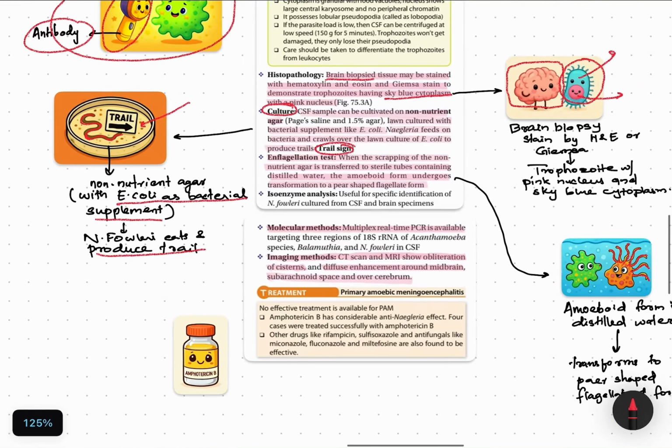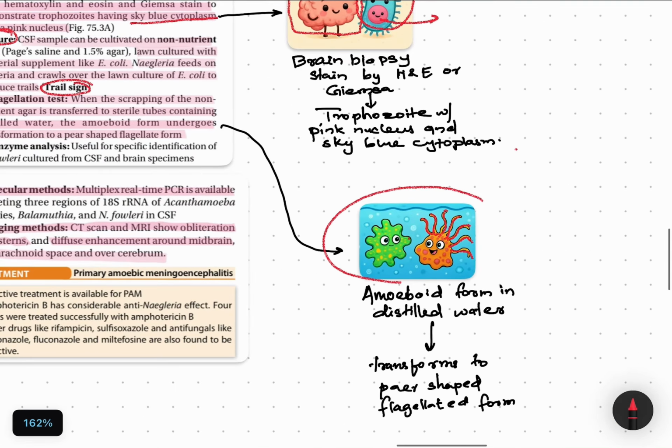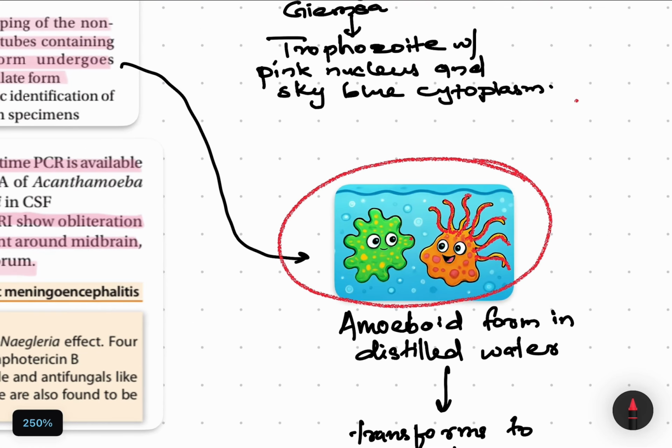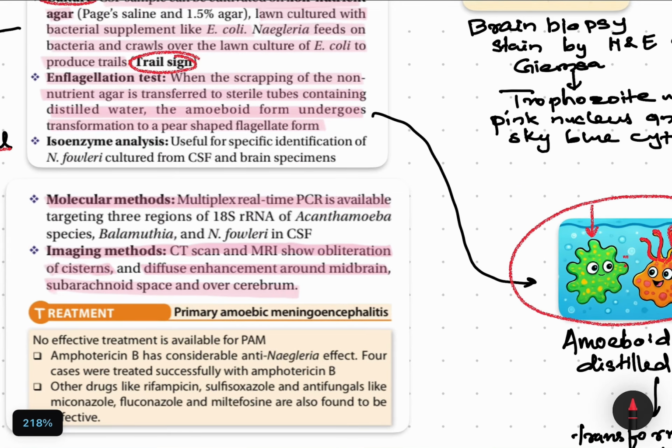So the next interesting thing for lab diagnosis is that this is my amoeboid form. Okay, so I am taking my amoeba and putting it in distilled water. Suddenly this amoeba is changing its form. It's transforming, and it has grown out so many flagella. Since it grows out flagella when I keep it in distilled water, this is called the enflagellation test.